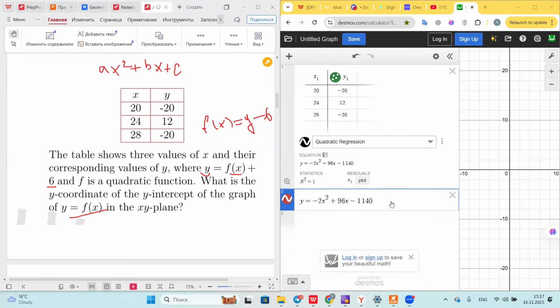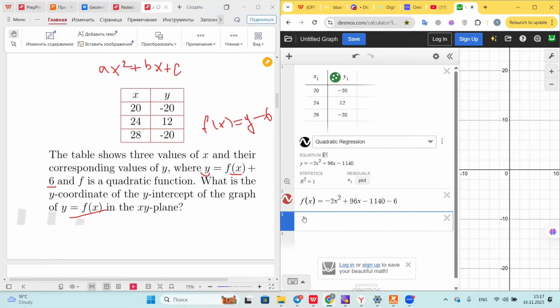Okay, you should do -6 here. It gives you your f(x) function. In your f(x) function, it's asked to find the value of the y-coordinate of the y-intercept. The y-intercept is always when x equals 0, guys. When x equals 0, it means f of 0. It is this number. So the problem is solved, guys.